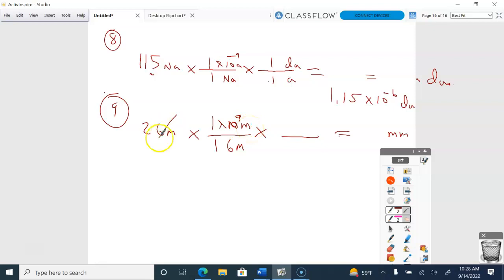Yeah. Okay, I got rid of gigameters. What can I do now? Meters. So where do I put the meters? On the bottom. I put meters on the bottom. I put millimeters on top. And 1 millimeter is how many meters? 0.001. Wait, 0.001. 1,000.